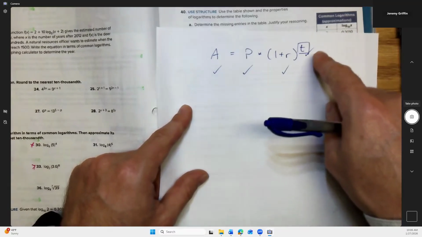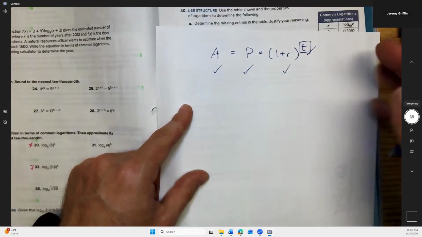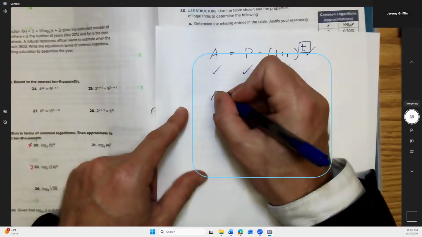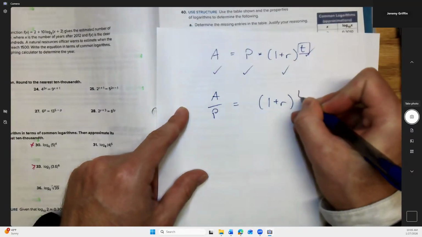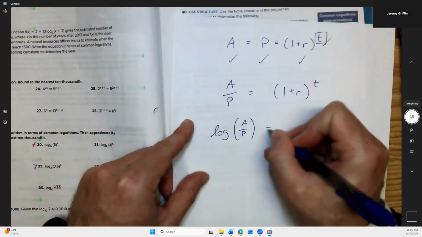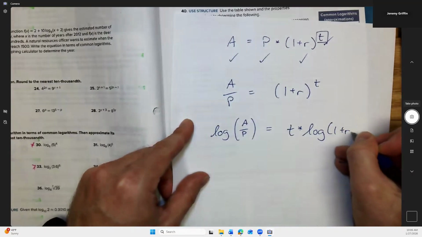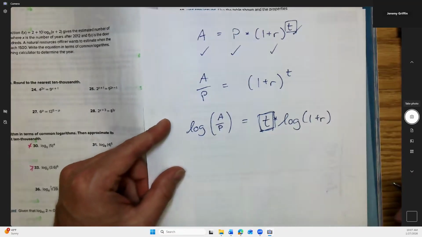Now what you're solving for is in the exponent. So the only way to properly do this, again, with not nice numbers, is with logarithms, because I can rewrite this as a log. I can say A over P equals 1 plus r to the t, and then take the log of both sides. Log of A over P equals t times log of 1 plus r. I brought the t down. And now you can solve for the t. You guys see that? Okay.